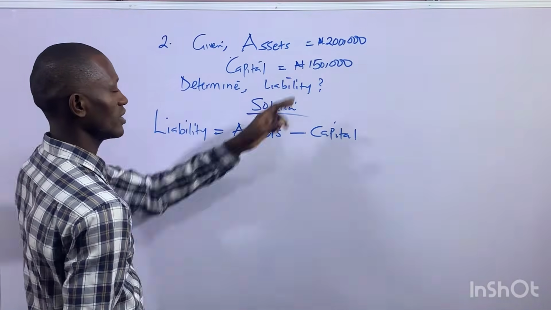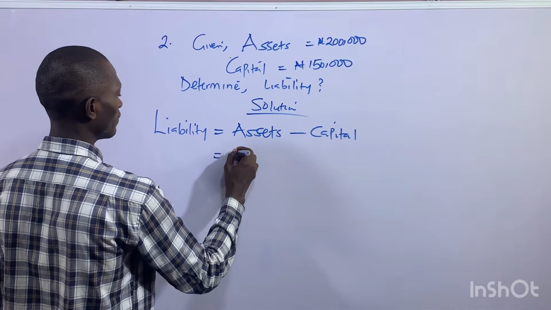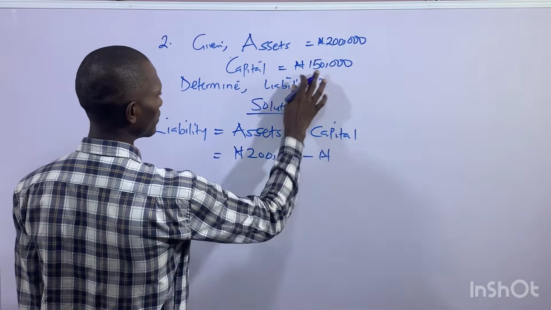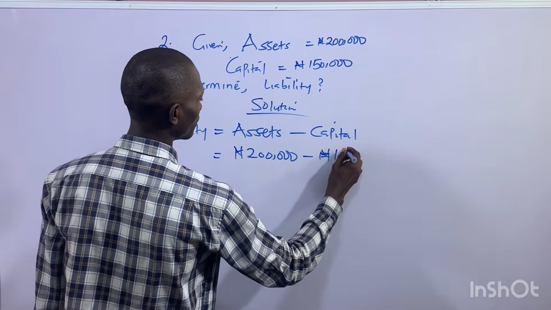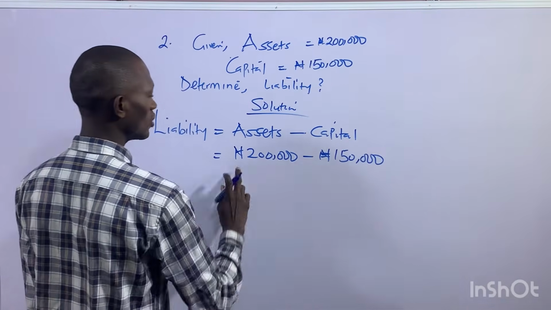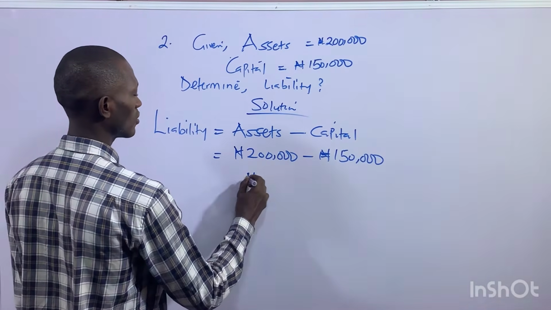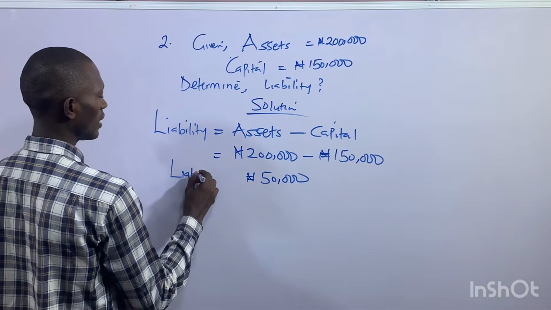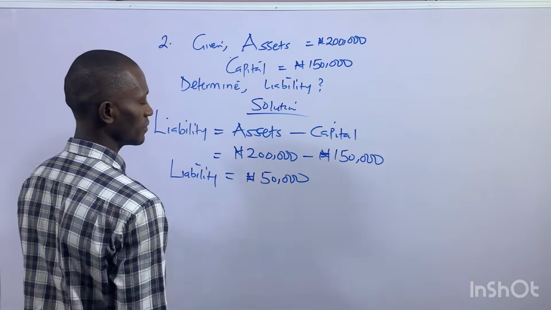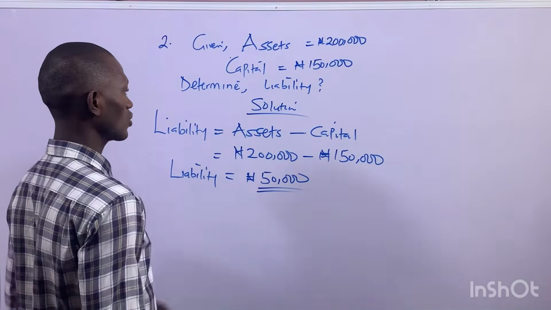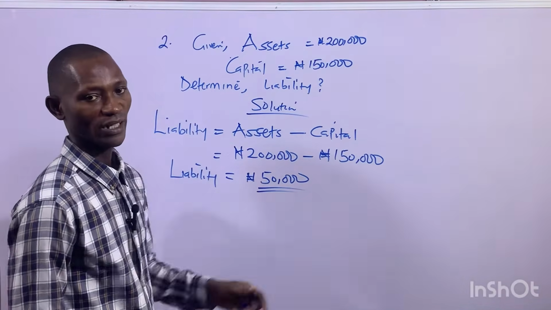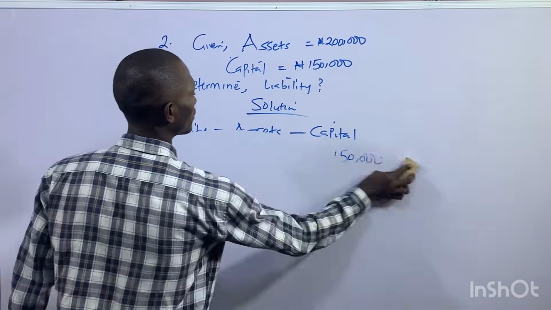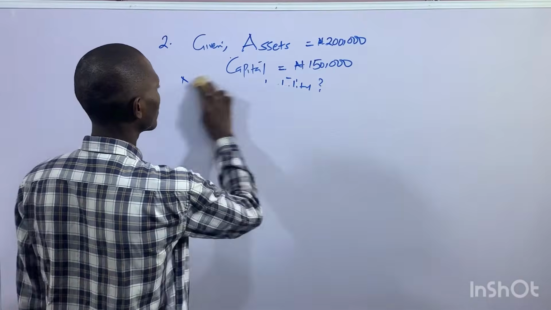So we have been given asset as 200,000. So we have 200,000 minus, we have been given capital as 150,000. So 200,000 minus 150,000 gives us 50,000. So our liability equals 50,000. So to determine your liability, it's assets minus capital. That's what we have. Then let's take a further question.